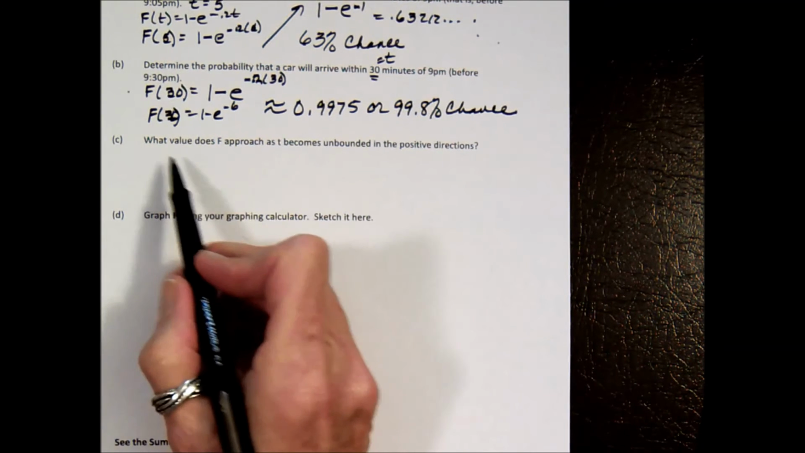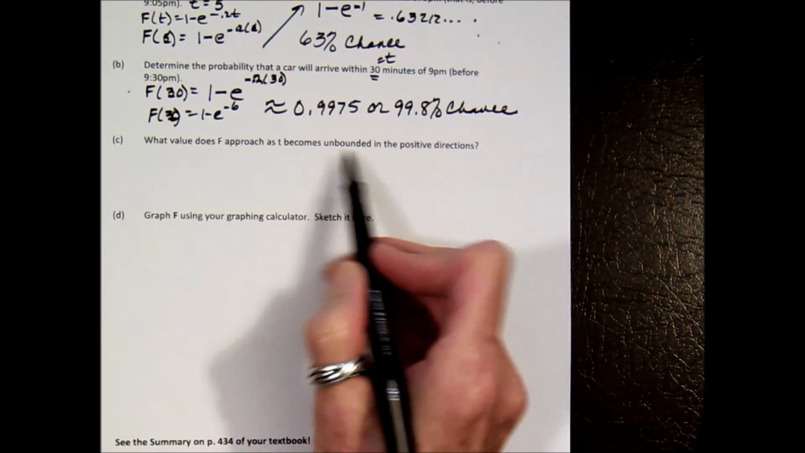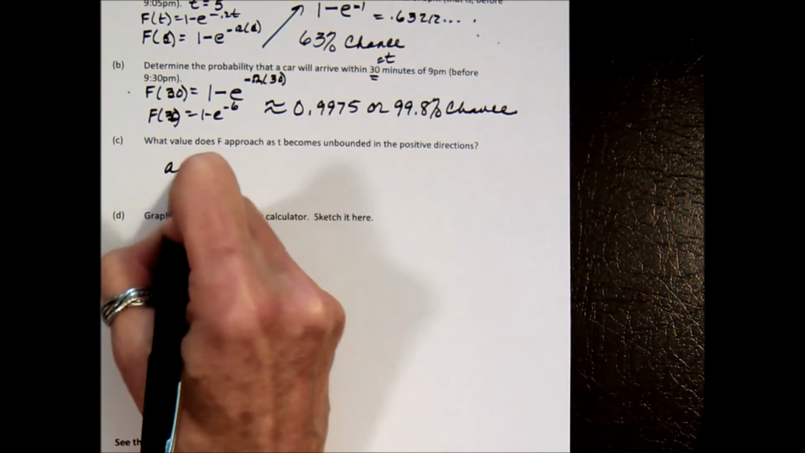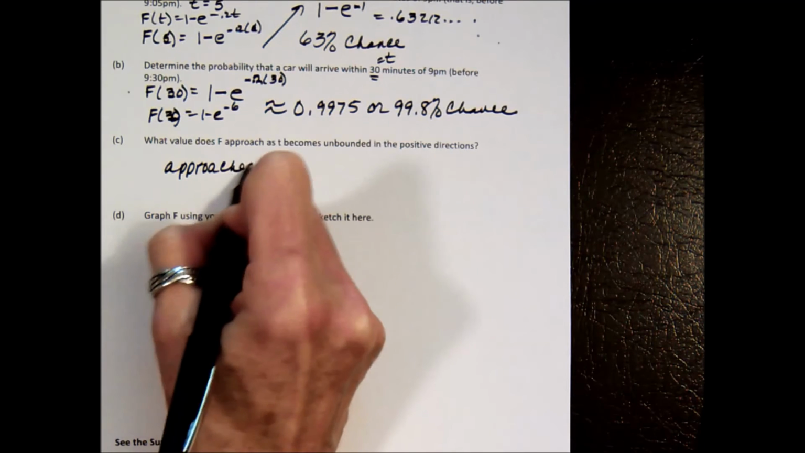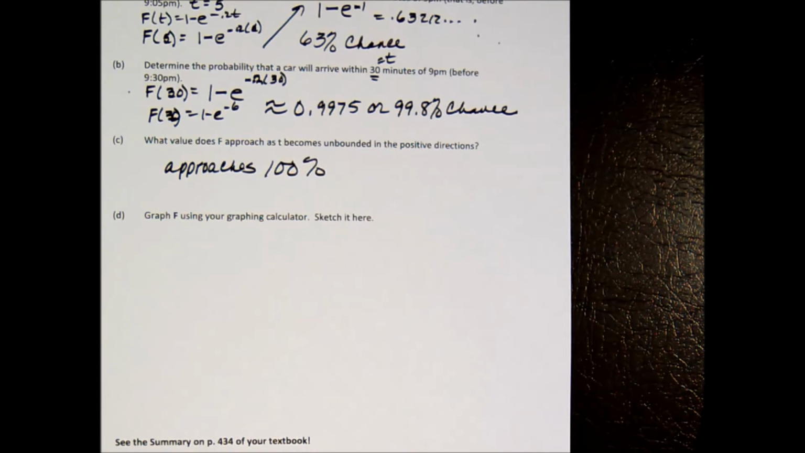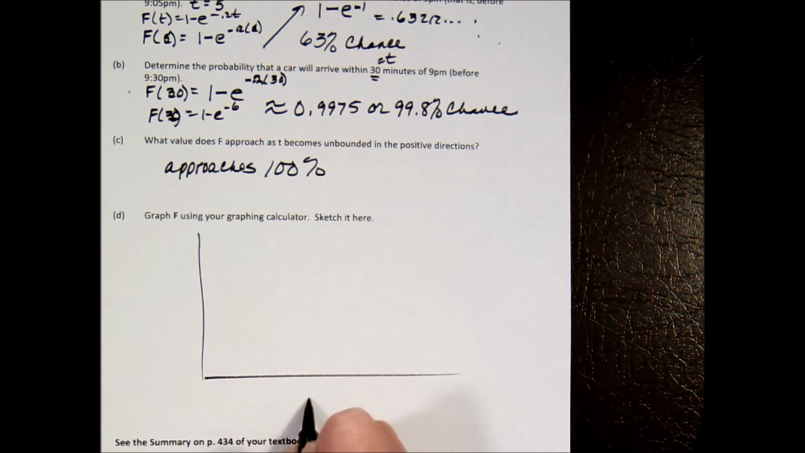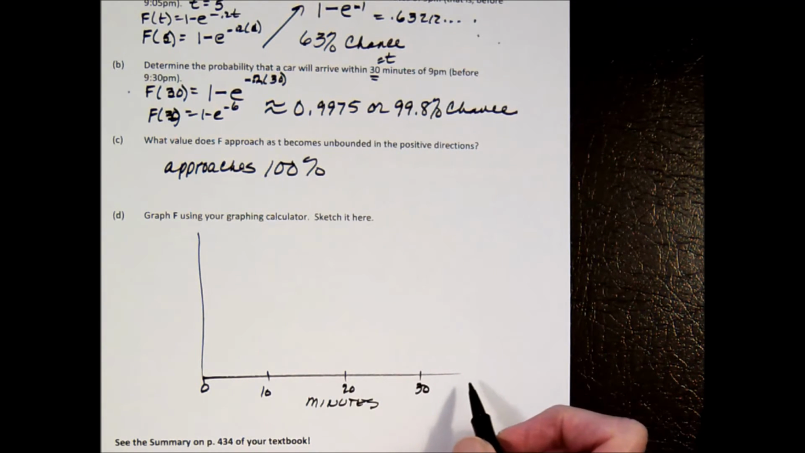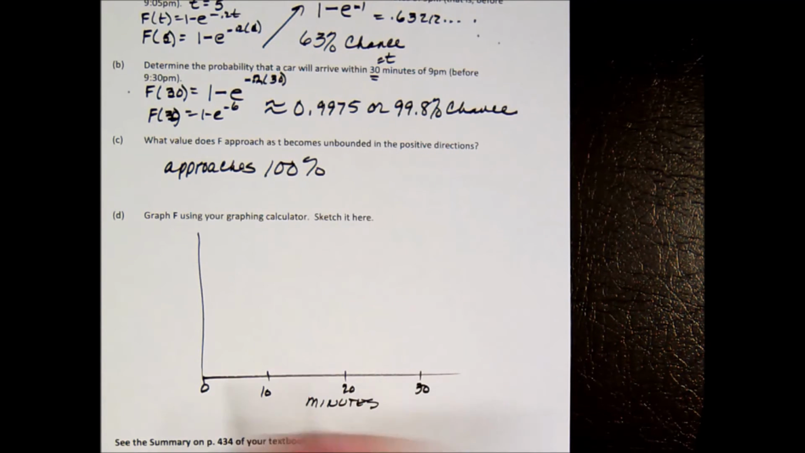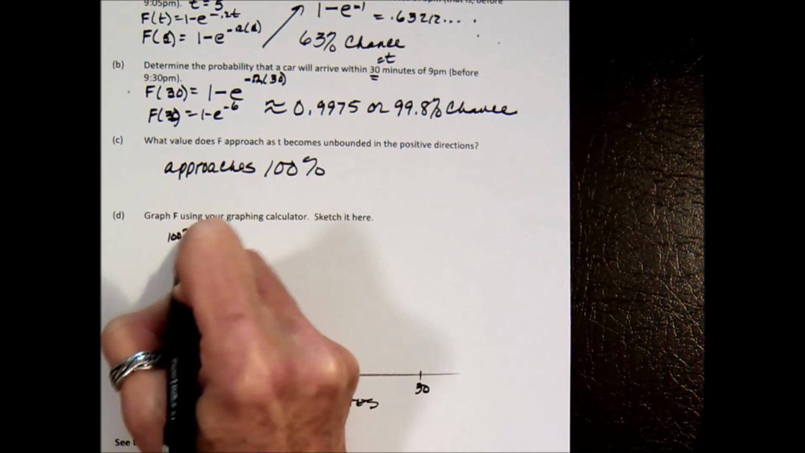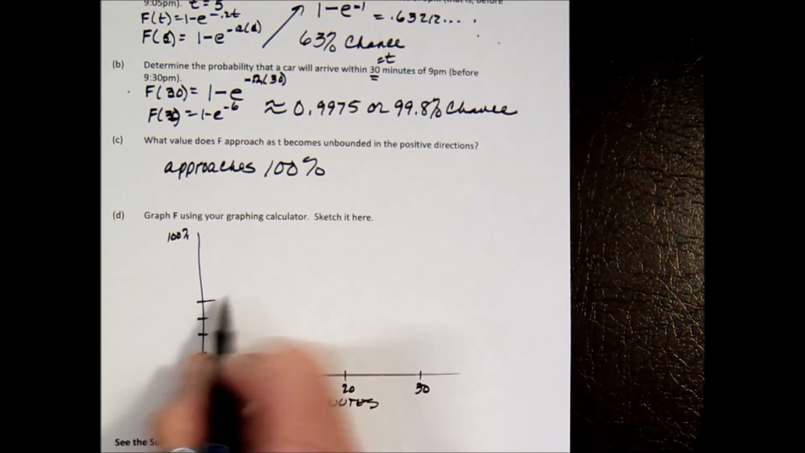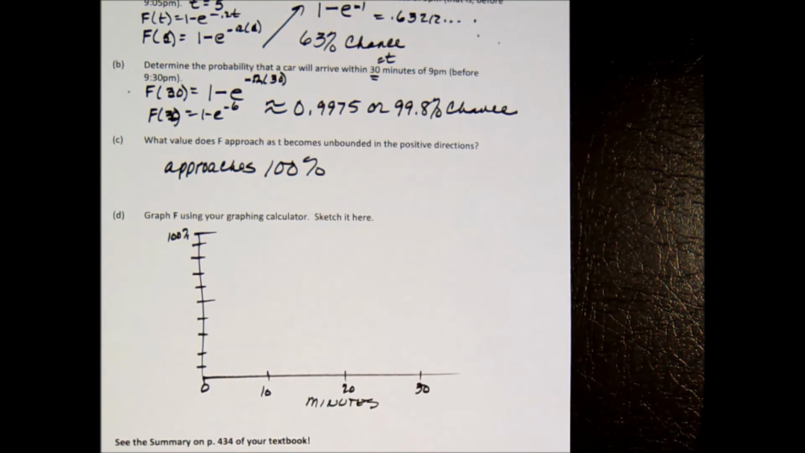It says, what value does f approach as t becomes unbounded, meaning bigger and bigger and bigger? It approaches, it's never going to really reach, but it approaches 100% chance. Now, if we want to graph this, we're going to put our minutes or our time down here, and we would say 0, 10, 20, 30. I'll show you how to put this in the calculator in just a second. And then we're going to go from 0 to 100%. So 10, 20, 30, 40, 50, 60, 70, 80, 90, 100 on the side.